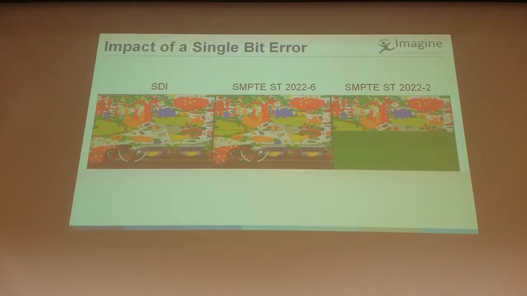Once we move to 2022-6, so this is uncompressed video, a single bit error causes the whole packet to be lost, just about half a line. So here we get our black stripe in the middle. So a single bit error is quite a lot more noticeable.